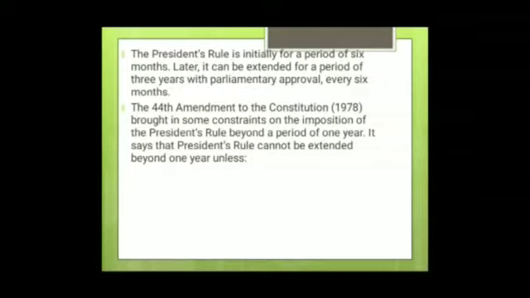Firstly, it simply says that now President's rule can only be extended to 1 year. It cannot be extended beyond 1 year except in some cases: unless there is a national emergency in India, then it can be extended beyond 1 year, or if the Election Commission of India certifies that it is necessary to continue the President's rule in the state because of difficulties in conducting assembly elections in the state. So in this case it is important.